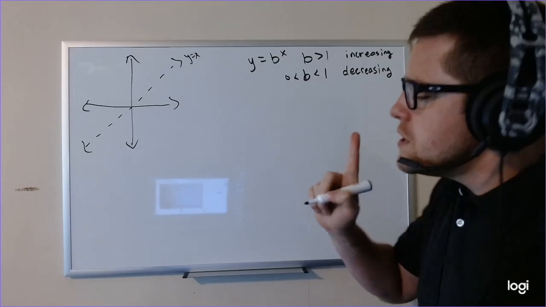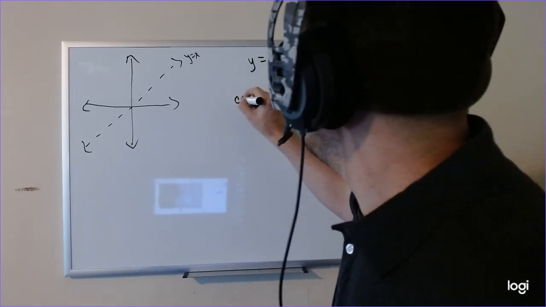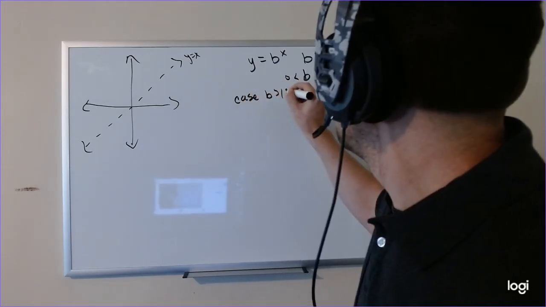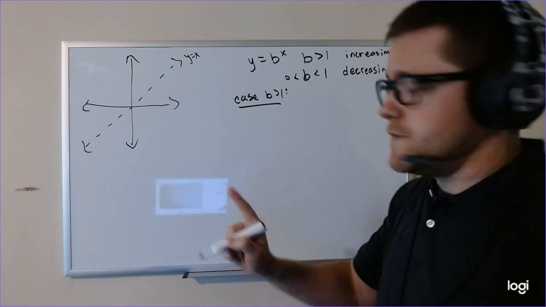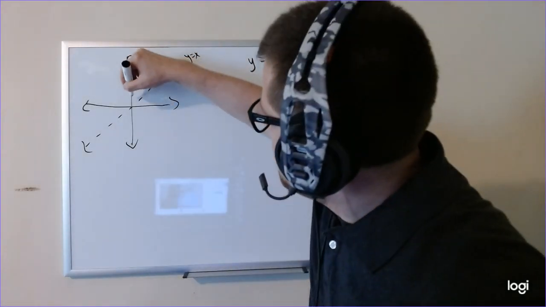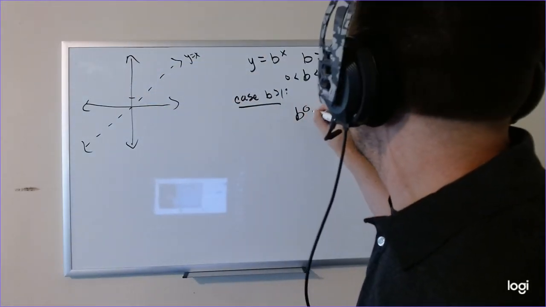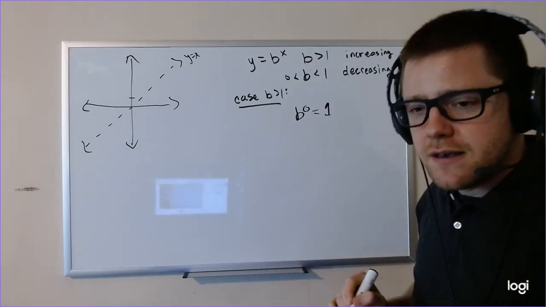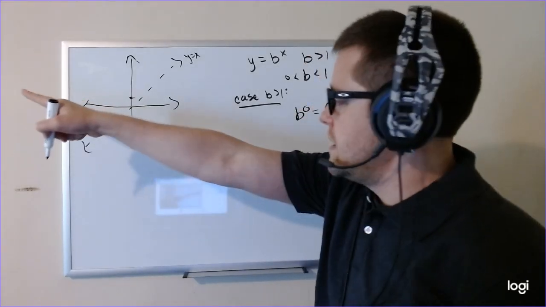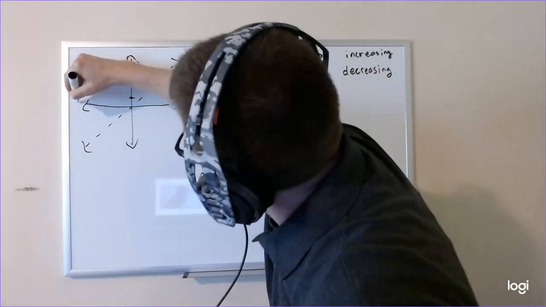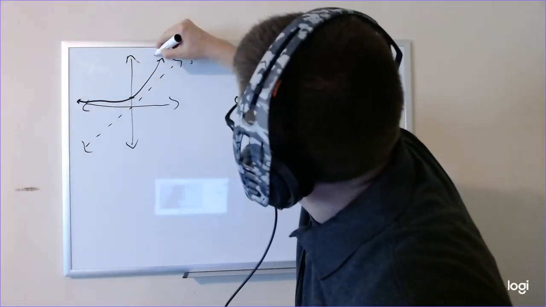Okay, so let's consider one case at a time. So the first case, b is greater than 1. We know what this looks like, the exponential function. It's got this point (0, 1) because anything to the 0 is 1, right? So b to the 0 is 1, no matter what b is. So we got this point on here. We have a horizontal asymptote at negative infinity, and it's increasing and grows exponentially. So it does this, and that is our b to the x.